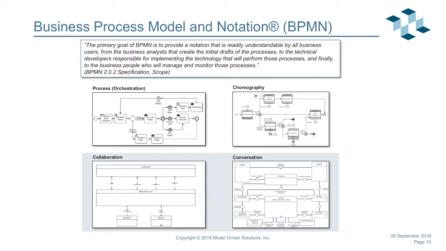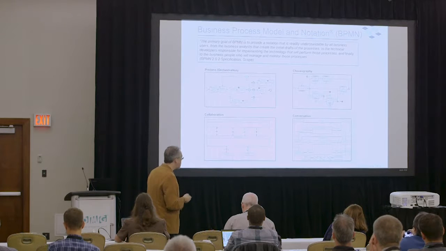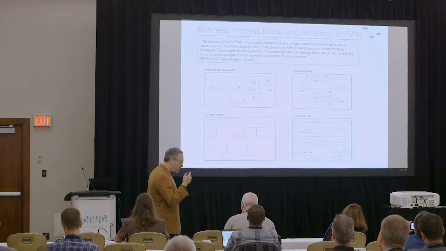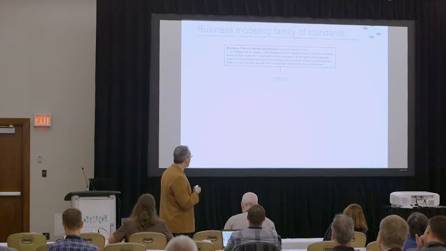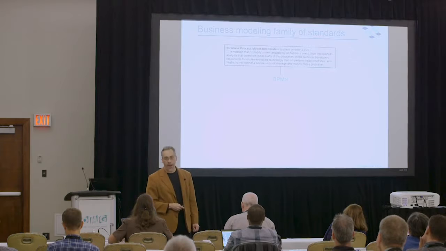The collaboration diagram talks at a high level about how a process works across collaborating entities, and a conversation is a high level choreography which abstracts up from the level of detailed messaging to what conversations have to take place between the performers for the goal to be achieved. So again, there will be a discussion about BPMN later on, as well as other languages that are in what I call the BPMN family of standards.